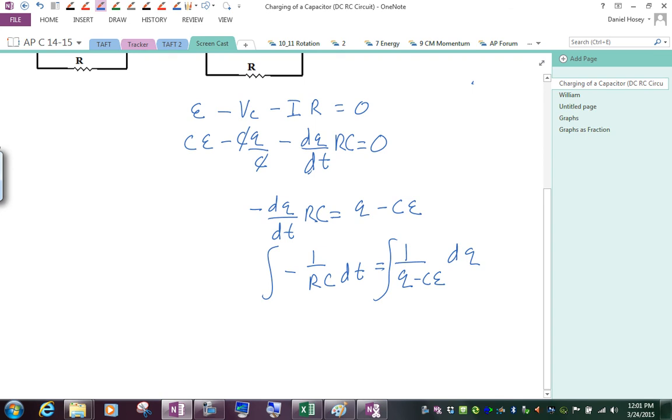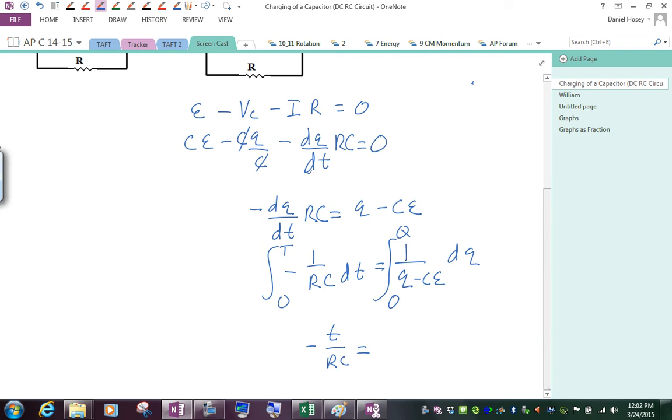Now, as far as what we're going to integrate from, let's just call this from time 0 to some time in the future. I'm going to call it capital T. And we're going to integrate from no charge on the capacitor to some final charge we'll call plus Q. Now, on the left, that's easy. Integral of dt is t, so that's negative t over RC is going to equal.